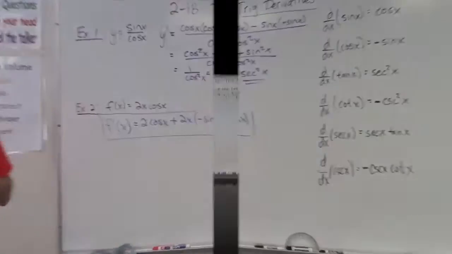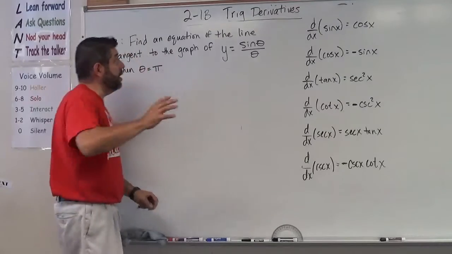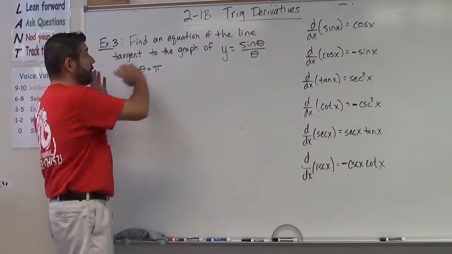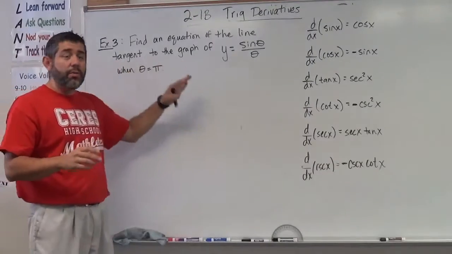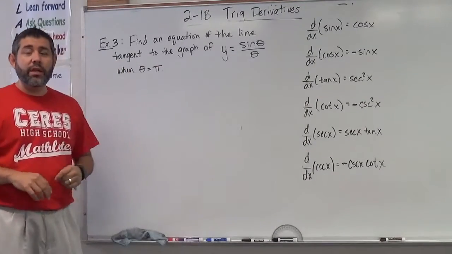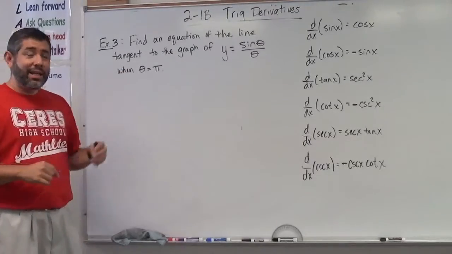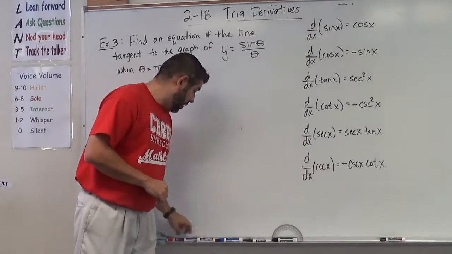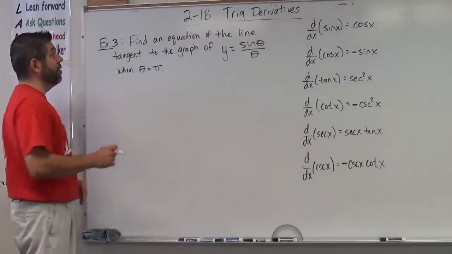Alright, here I come again for this last example on the trig derivative. Here I want to find the equation of a line that is tangent to the graph of y equals sine theta over theta. We're going to consider theta kind of our x value here, when theta is equal to pi. Okay, so I love pi. A lot of you know that. Here we go. So the first thing we need to do is find the derivative, right?